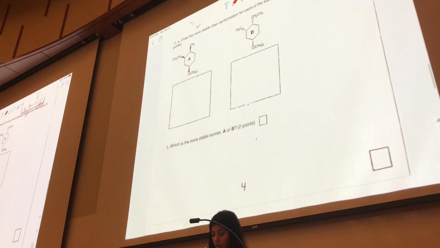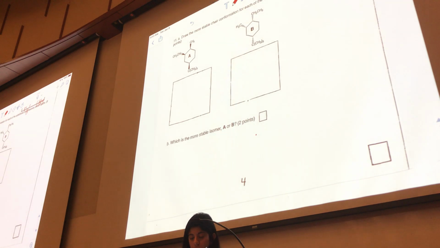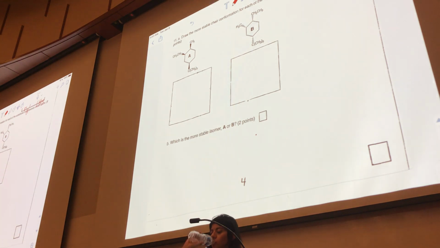Okay, so now let's do chair conformations. It's asking draw the more stable chair conformation for each of the substituted cyclohexanes shown below. It gives us 2. And so obviously each cyclohexane will have 2 different chair conformations, but here we only have to draw 1 for each. 1 for this guy and 1 for this guy.